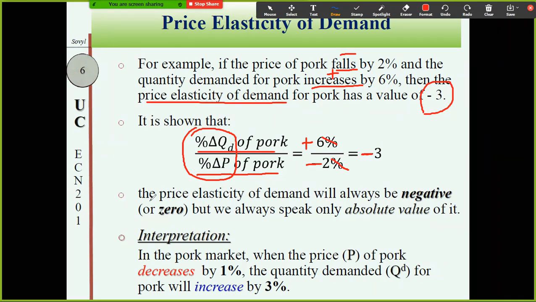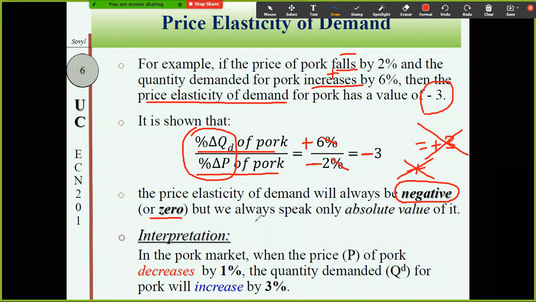Okay, the price elasticity of demand will always be negative. If you have positive, wrong. If you find that price elasticity of demand for pork becomes +3, wrong. Never positive. But a special case is 0. 0 has no sign, no positive 0, no negative 0, because 0 is a neutral number between positive numbers and negative numbers.